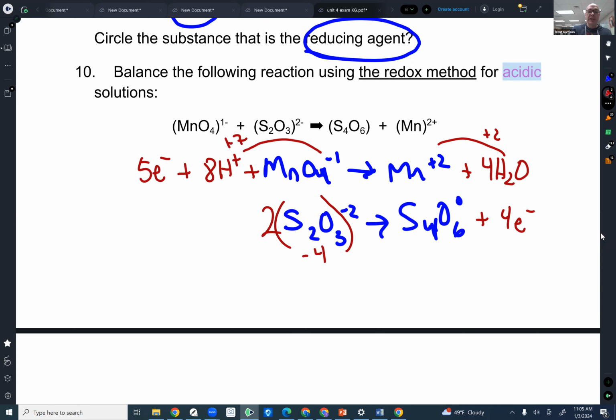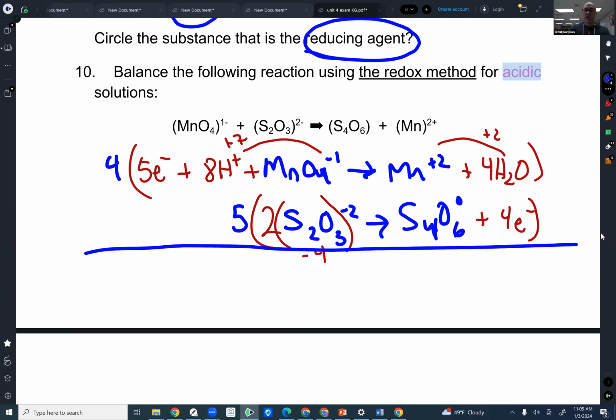All right, now what we look at is the fact that these 2 electrons are not equal. So I'm going to have to make a coefficient go to both of these to balance them out. And once I've done that, now I have 20 electrons. I have 20 electrons. I have 32 hydrogens. I have 4 of the manganate ions, 4 of the manganese ions, and I have 16 oxygens.